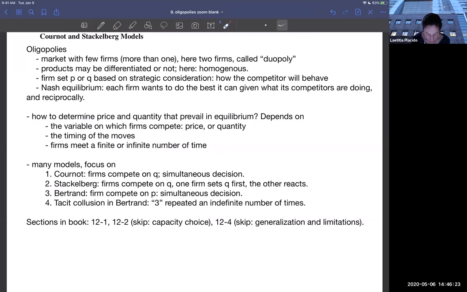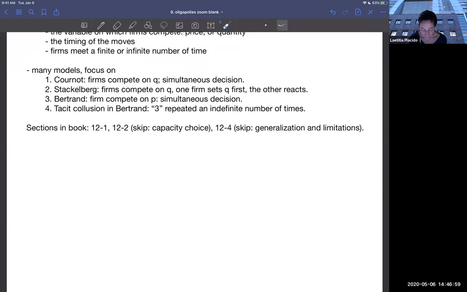I have reported here the relevant sections of the book, 12.1 and 12.2. I also mentioned the paragraph that you can skip. I really encourage you to read those sections. It's not super long, so I believe that you can take the time to read them. It's going to help you understand better what we're going to do today. I'm just going to give you a little bit of background, but I can't lecture, so I'm going to go really fast.